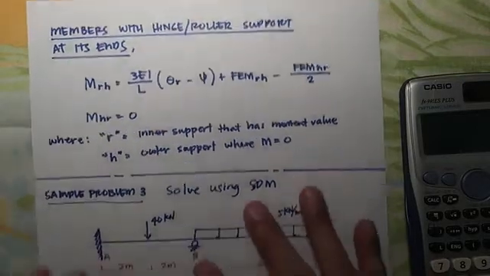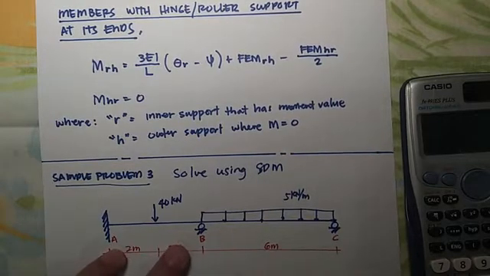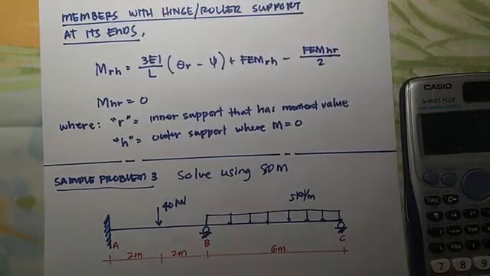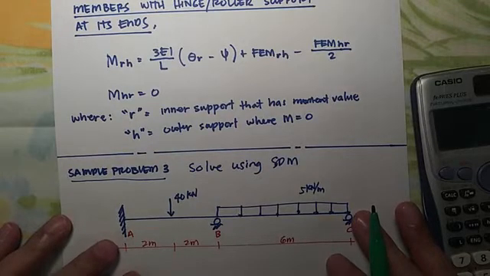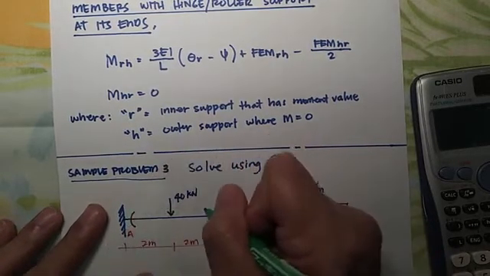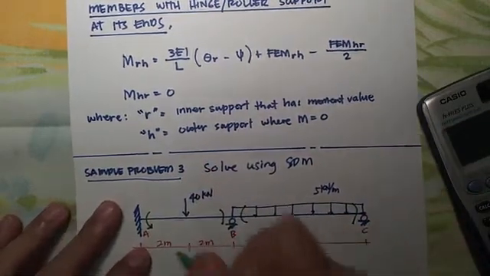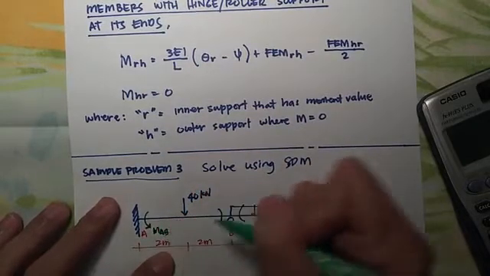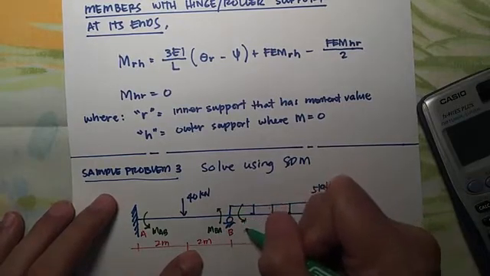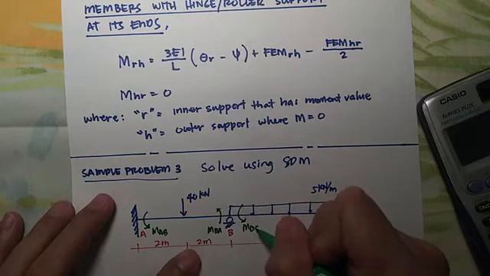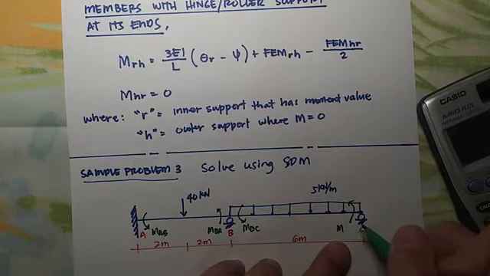Okay, so again, we have two segments here, segments AB and BC. The first step is to designate the member end moments. They are assumed to be counterclockwise. So this is the moment on AB, counterclockwise, moment on BA, here is moment BC, counterclockwise, again counterclockwise, moment on CB.